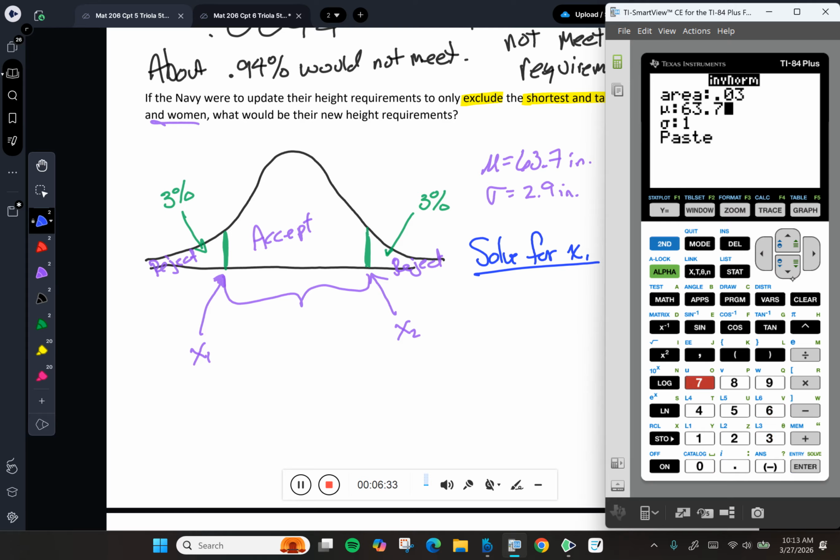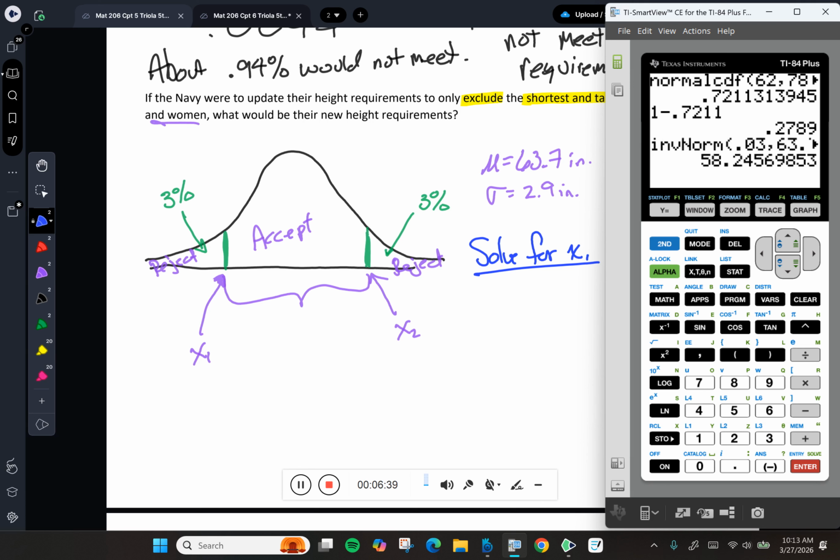For a mean of 63.7 and a standard deviation of 2.9. And when I paste that in, what I find is that lower value needs to be about 58.2 inches. And then I'll chop off that lower 3%. Okay. Now, how do I solve for x sub 2?